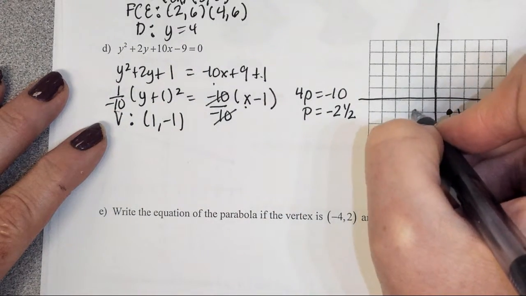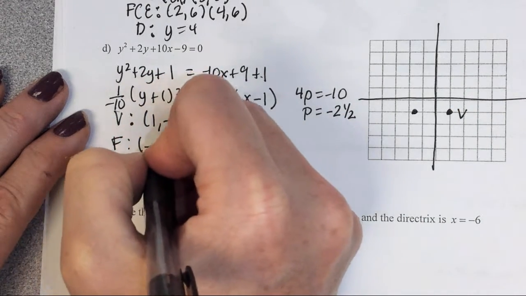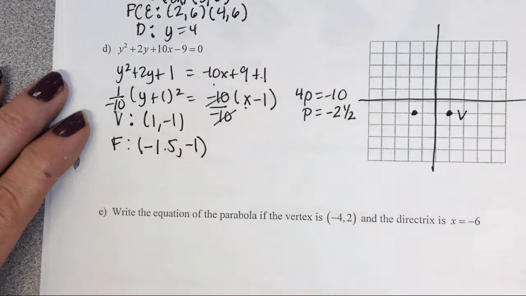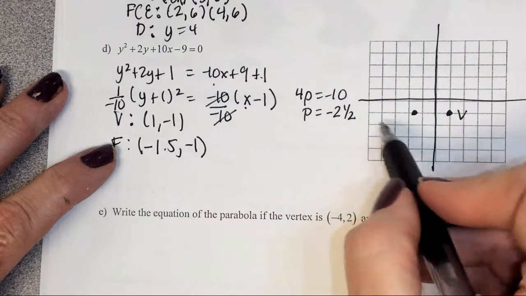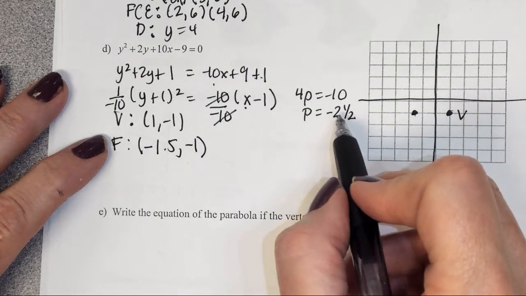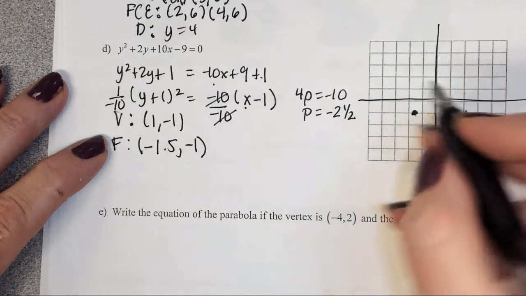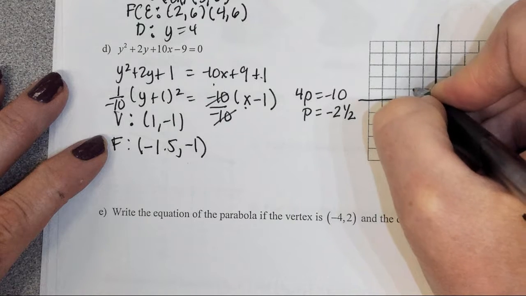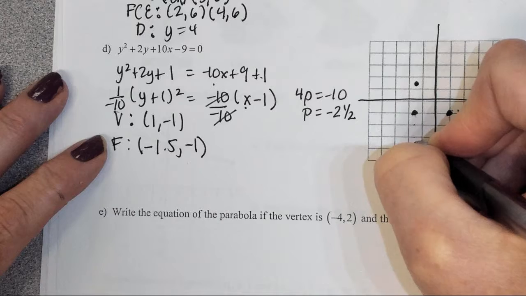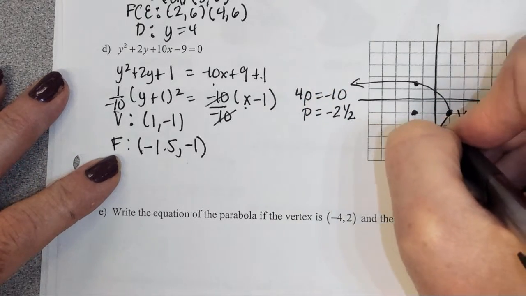So over 2.5 this way. So that's going to put me at negative 1.5, comma, negative 1. I had to go to the left 2.5 units. Now, I have to double this, and that'll be the total length of my focal chord. But I would have to go up 2.5 and down 2.5. So there's the way the parabola is going to look.